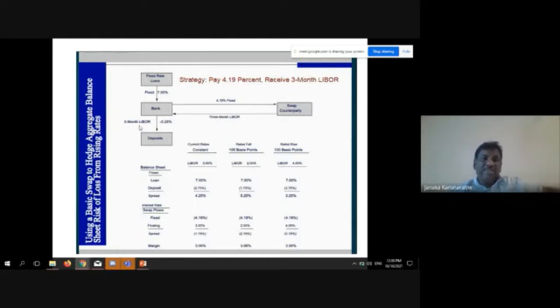Now you see the previous example, if LIBOR goes up to 8% and I don't have this swap, how much am I losing? Negative 0.75, you see. So now I am comfortable. So that's how an interest rate swap works. Right? Any questions?